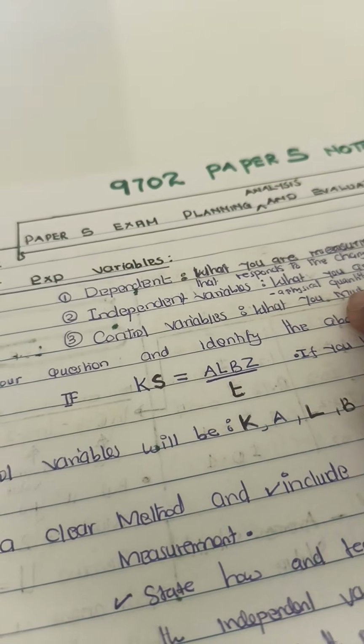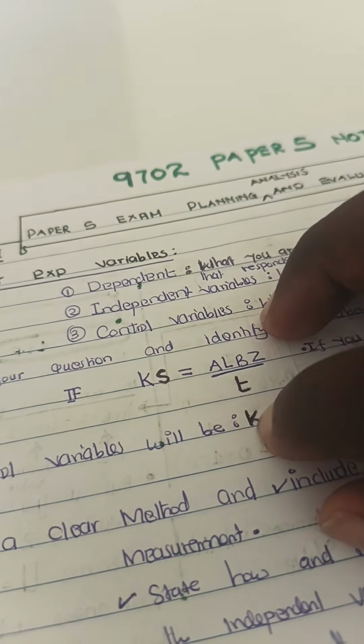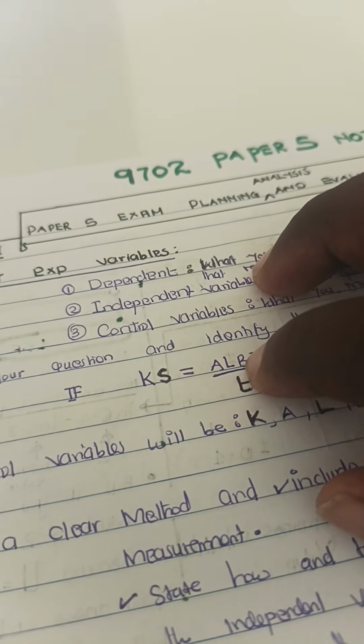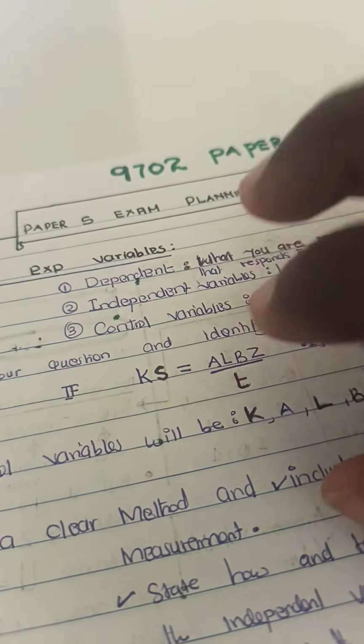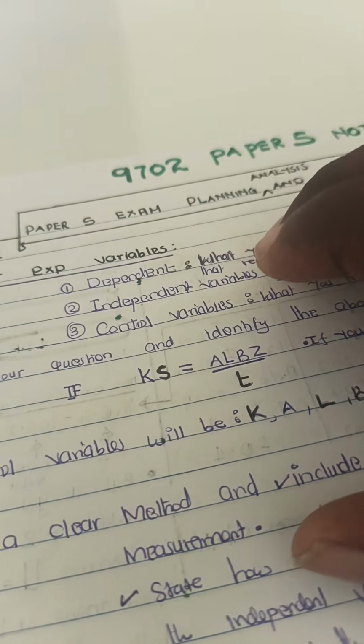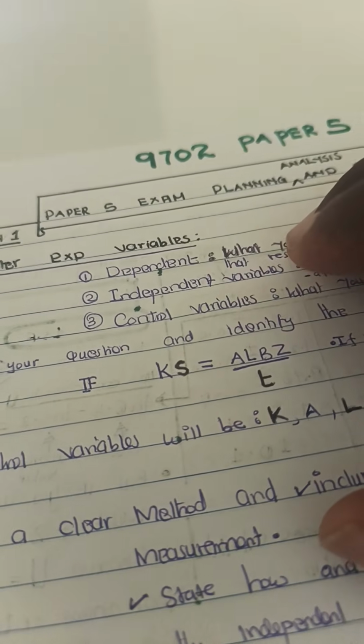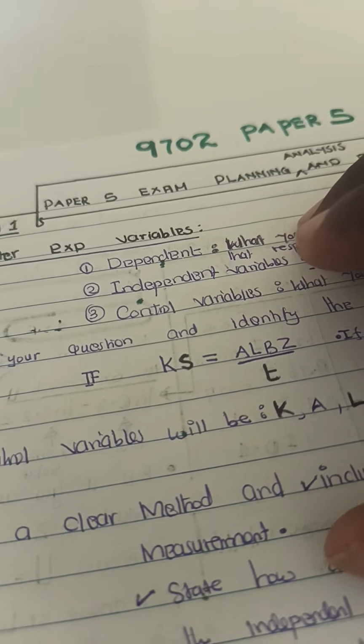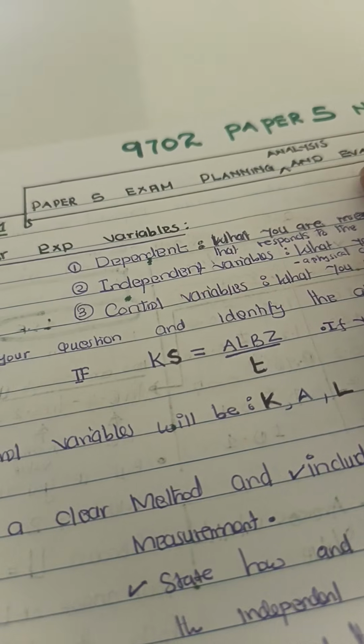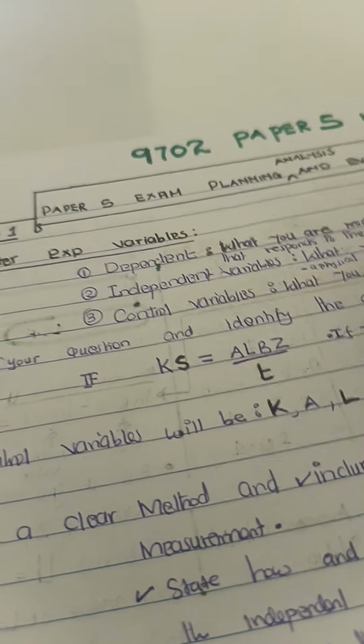And also you need to remember control variables are those variables which can affect the experiment. Those are variables which have to be kept constant for you to be able to do the experiment without the quantities that you are measuring being affected.